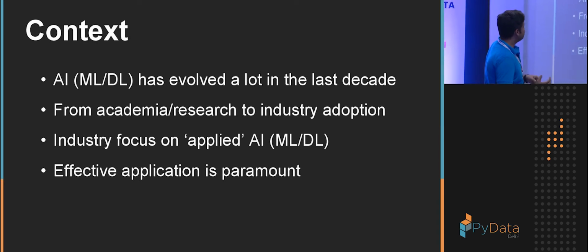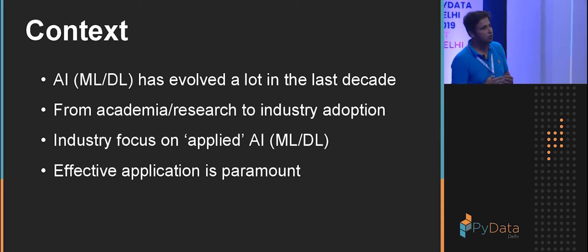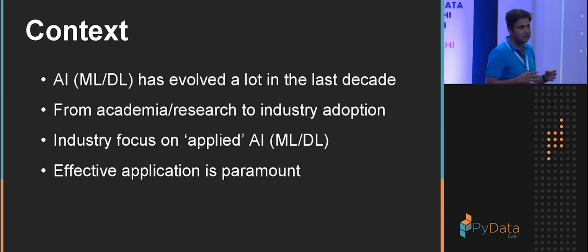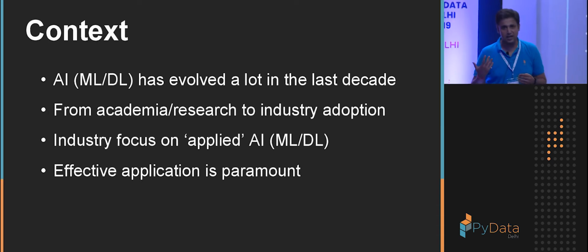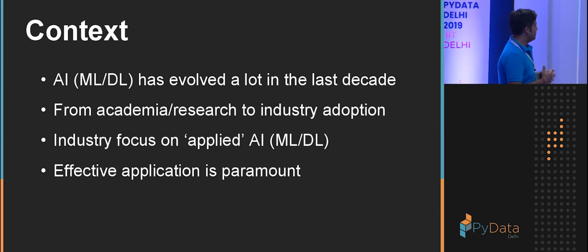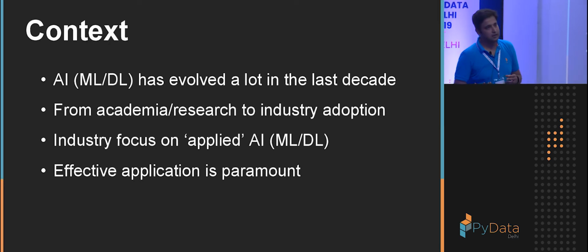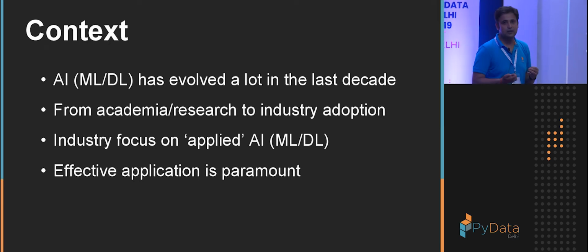In the last decade, machine learning and deep learning, the overall AI landscape has evolved from the lab to the industry. Now we are working in applied AI. Research is going on, but whatever research has been made, we are applying to different use cases in the industry. For applied AI, effective application is paramount. Whatever decisions are being made by the models should be effective in a way that humans are able to understand them and rectify the problem with the decisions, if there is one.